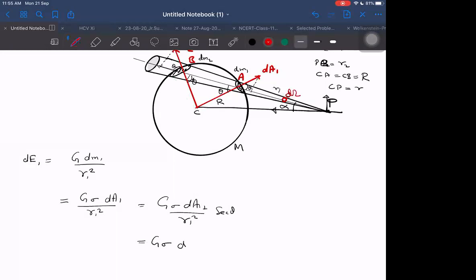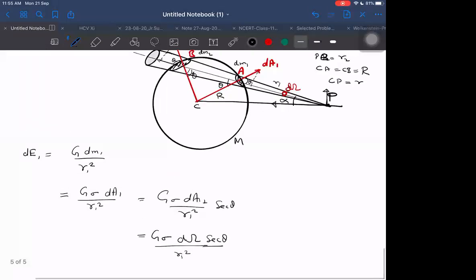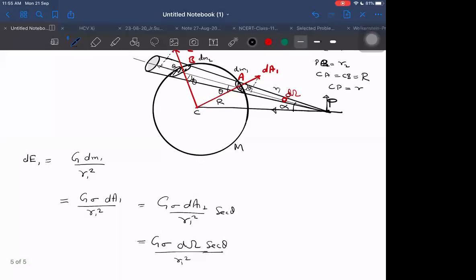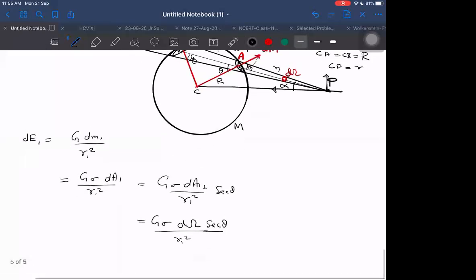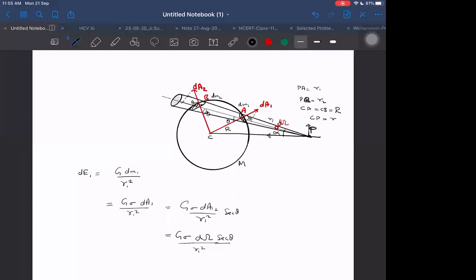Therefore, I'm taking the component along this direction of dA. If I talk about another, then I will be taking the component in the other direction. Right now I'm taking this direction. Anyway, so what do we get now? d omega into secant theta divided by R1 square. Now, this time, both masses are on the same side of P. If they are on the same side, their effects will not cancel; they will add up. This time, they will definitely add up only.